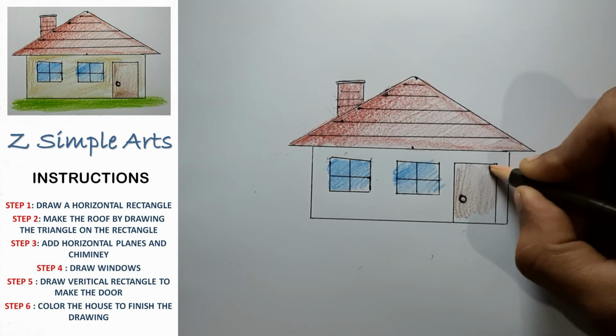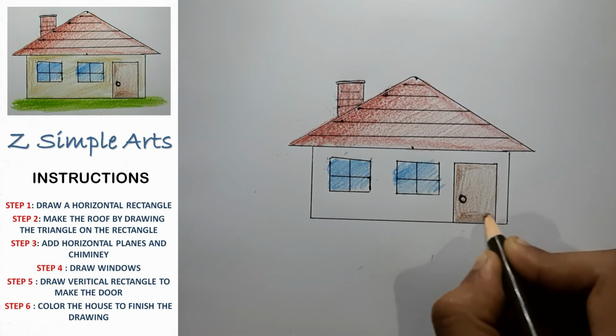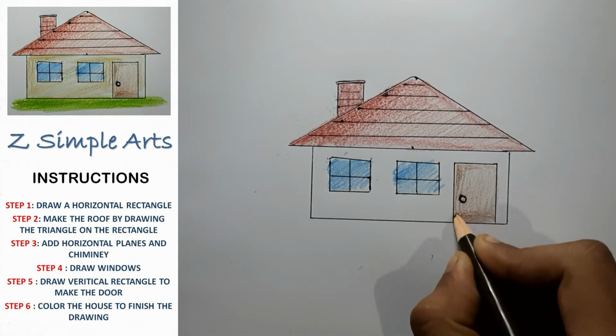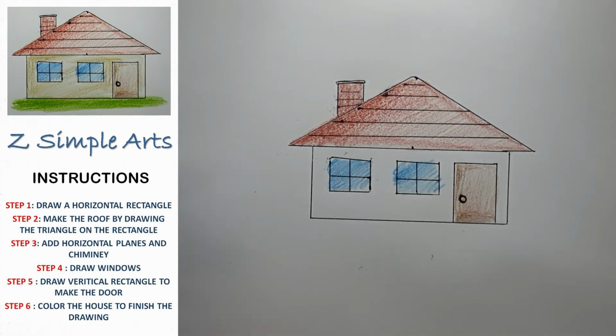There's no right way or wrong way in coloring the house, so you can get creative. Choose whichever color you like. If you want a realistic looking house, stick with basic colors, the way I have done it here.